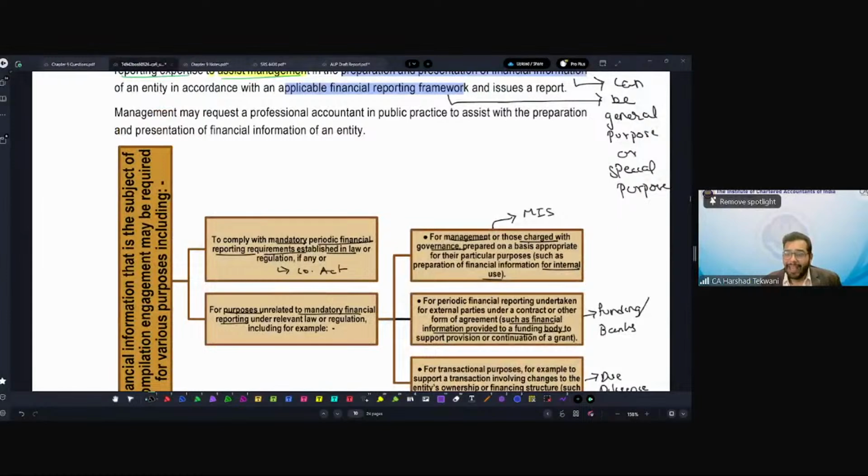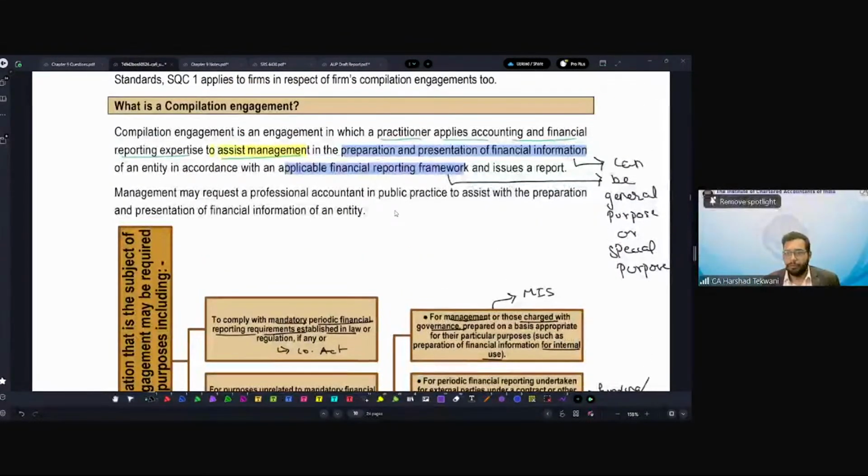Now there is a question: can it be an accountant also instead of a CA? See, first of all, these are engagement and quality control standards. These are applicable to chartered accountants, members of the Institute. So if you as a member of the Institute are undertaking any such engagement, then this is applicable to you. I'm not sure which other accountants you are referring to, Jenny, or whether they are members of the Institute or not. If you are a member of the Institute, this is applicable to you.